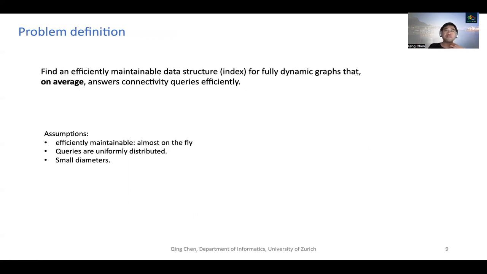So here's the problem definition. Find an efficiently maintainable data structure for fully dynamic graphs that, on average, answers connectivity queries efficiently. Efficiently maintainable means we maintain the data structure almost on the fly. We have an assumption here: queries are uniformly distributed. Developing a workload-aware approach is our future work. We also assume that graphs have small diameters. I will explain why we make this assumption in the next slides.